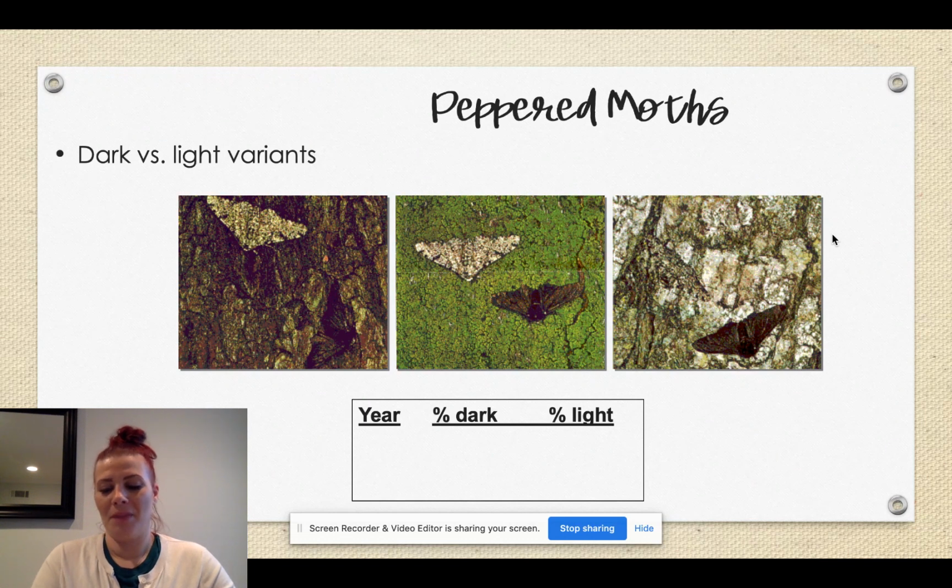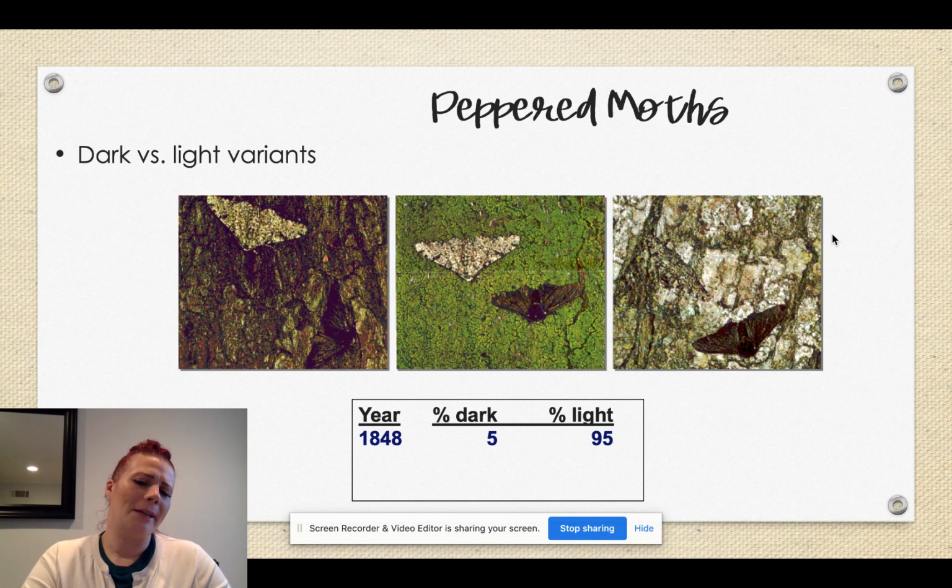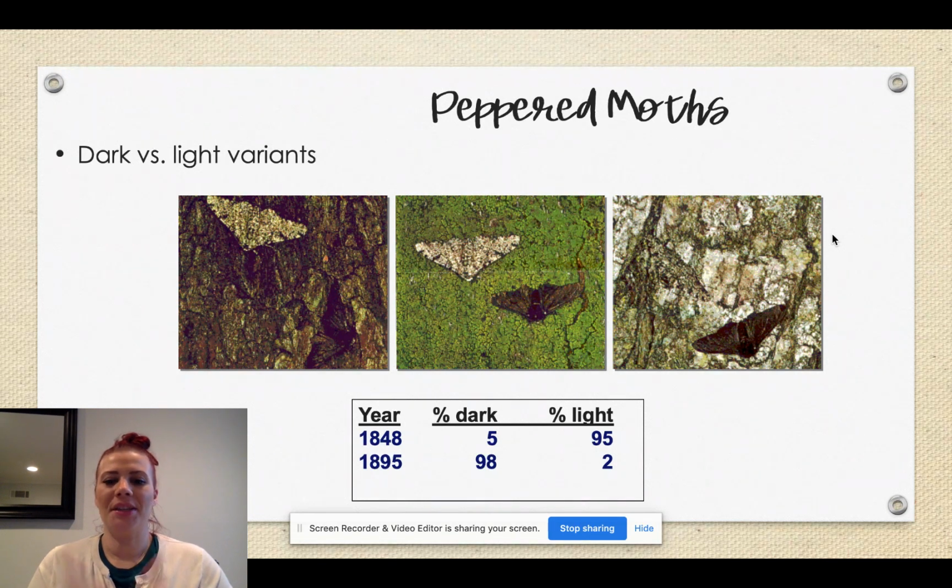If we look at the year 1848, only about 5% of the moth population were dark. The other 95% were light. We look at 1895, after the Industrial Revolution. 98% are now dark and 2% are light. That's a huge switch. That's a huge jump. And that's not a lot of time if you really think about it. It's less than 50 years, okay?